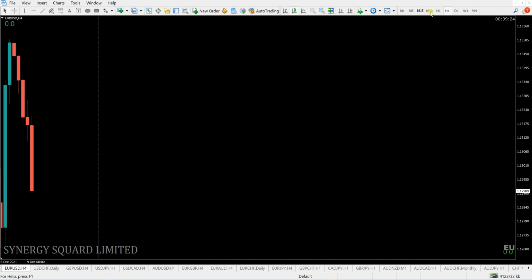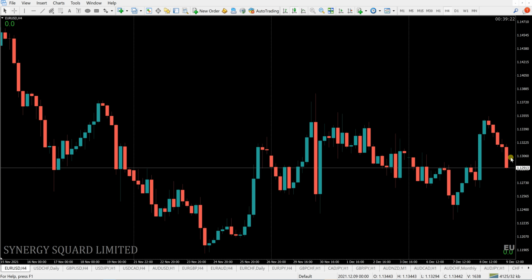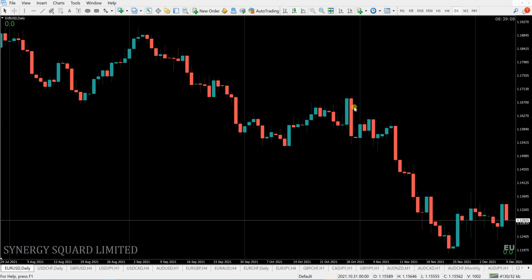This is a combination of 4 H1 candles, which is H4. So in one of these candles, there are 4 H1 candles, just like that. And then in the daily time frame, in one of these daily candles, there are about 20 to 24 candles, depending on your broker and their price feed, ranging from 20 to 24 candles.